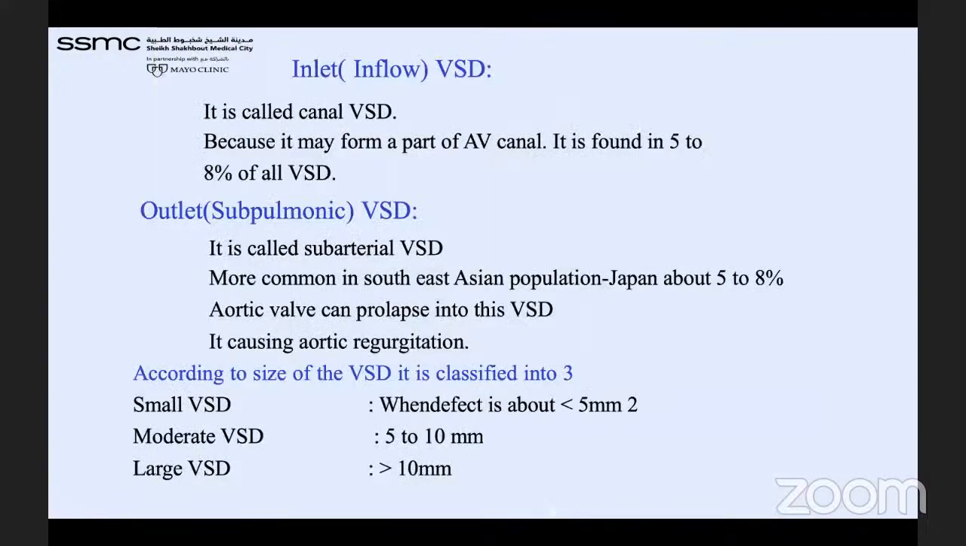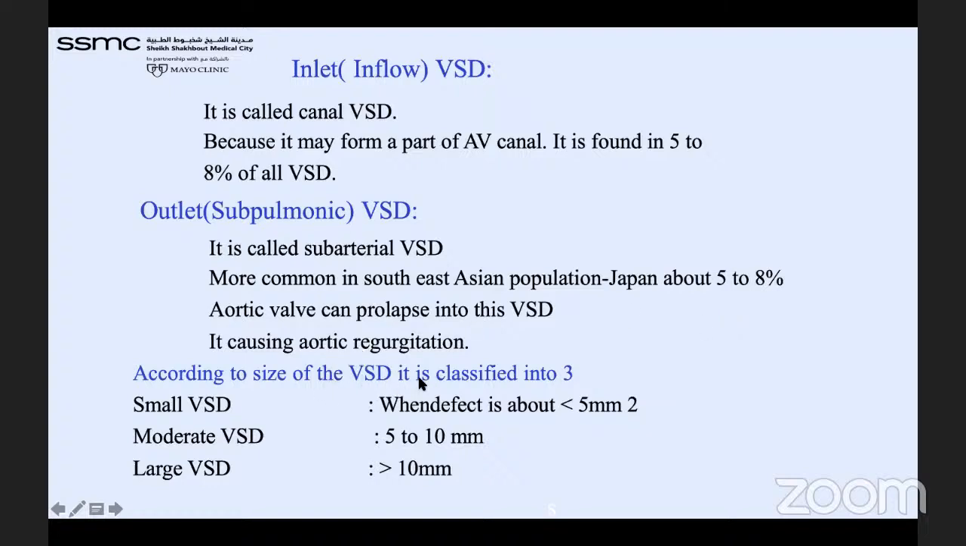There are other classifications they are doing, called the inlet or inflow VSD. It is called the canal VSD because it may form a part of the atrioventricular canal. As you know, the atrioventricular canal defect is more common in Down syndrome patients. Outlet or subpulmonary VSD is more common in the East and Southeast Asian population. In Japan it is about 5 to 8%.